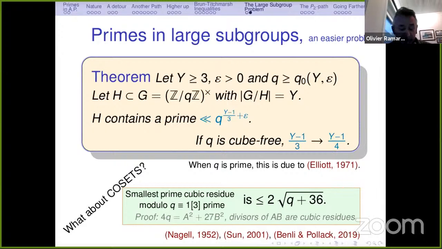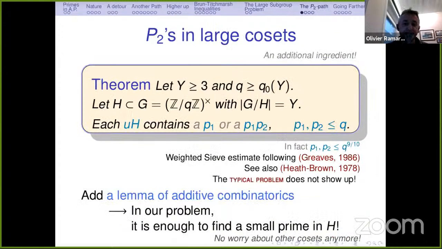Sun has gone in this direction for quartic residues. And Bentley and Pollack published some results for quartic residues, and they're still extending this proof that uses quadratic reciprocity. My guess is that a bridge between these two methods, the analytic one and the algebraic one, would be a good thing to do.